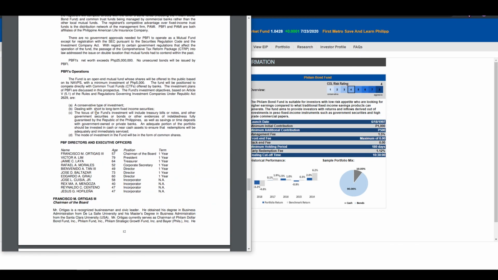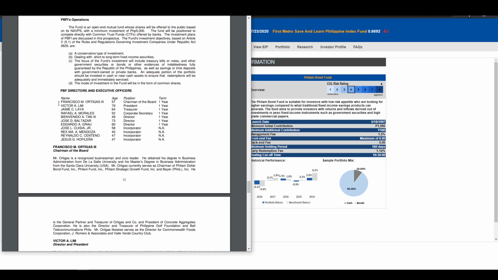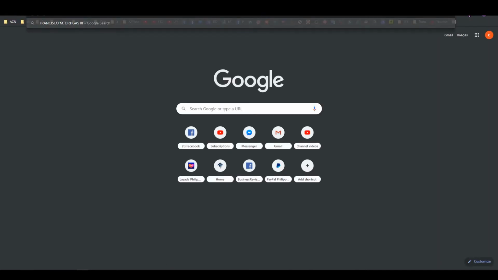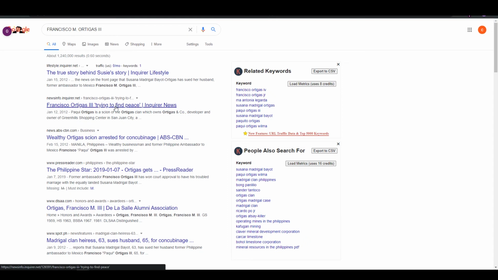So I'm looking at who owns this. These are the people that if I don't like their business practices, I don't invest in them. You could be funding something bad already, but you just don't know it. I take a look at who these people are. These are the directors and executive officers. I'm going to take a look at them.